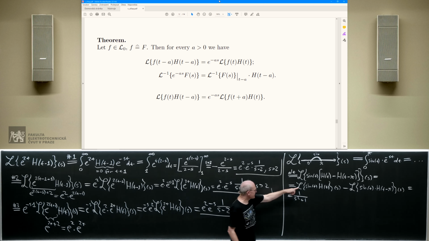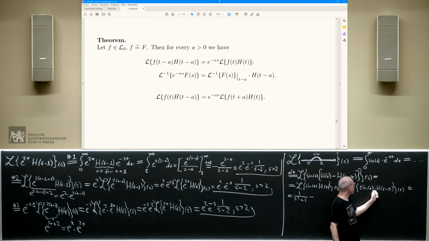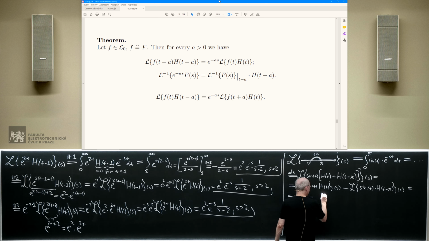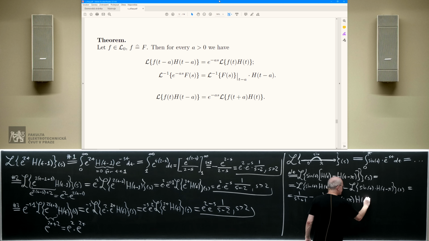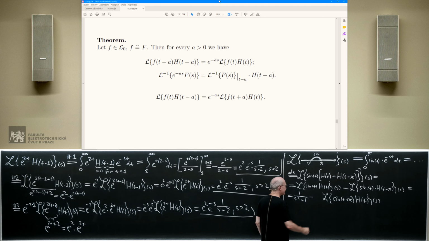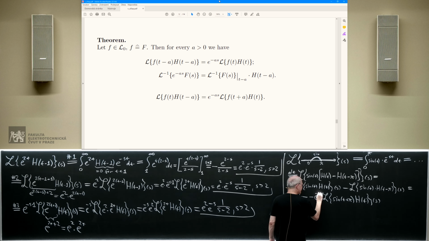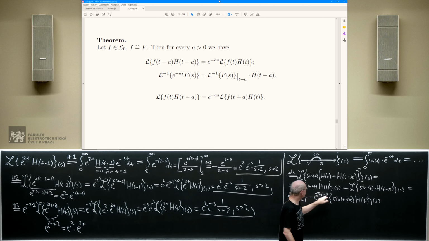Good. Now, how about the second one? Well, we are ready for the rule. It says you can shift the argument. Let me do it. I'm shifting the argument, so I will get sine t plus pi, Heaviside function just t. I like that. And as a punishment, I have to put e to negative pi times s. Pi is the amount of shift which I'm performing here.